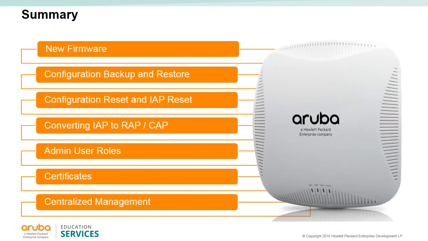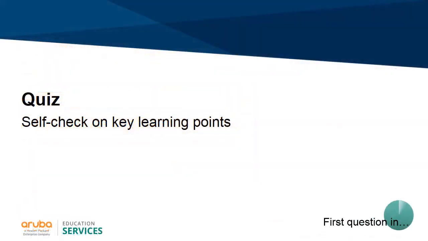In this module, we looked at the firmware versions and how to upgrade your IAPs. We looked at backup and restore. We looked at how to reset an IAP. We saw how we could convert an IAP to a RAP or a campus AP. We saw the various user administrative roles. We saw that we can upload our own certificates. And we saw the advantage of centralized management when managing multiple clusters.